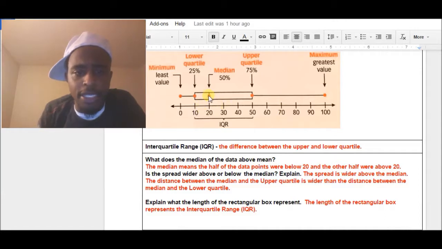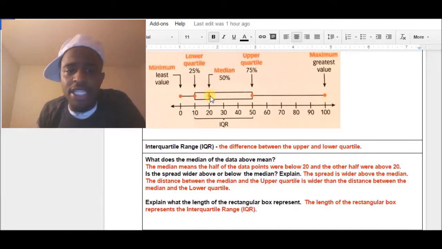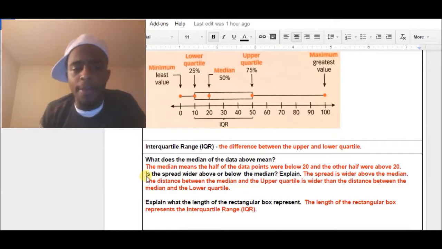What does the median of the data above mean? So if we look at the median, the median means that half of the data points were below 20 and half of our data were above 20. All right. Remember to get everything that's in red.